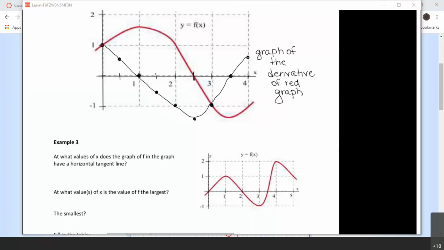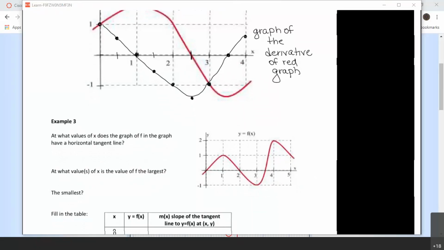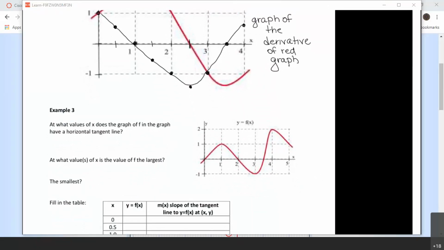Now what I'm going to do, I'm not going to do another table here, but I just want to look at the graph. And I want to ask you the question. For example 3, where does the graph have a horizontal tangent? I'm asking for an x value. Where does it have a horizontal tangent? Everybody see it?